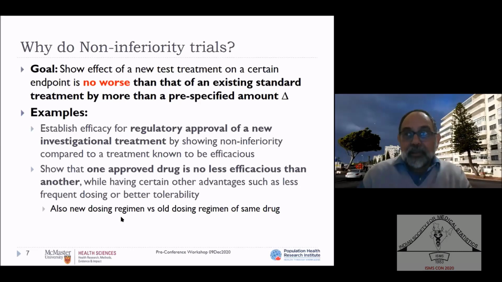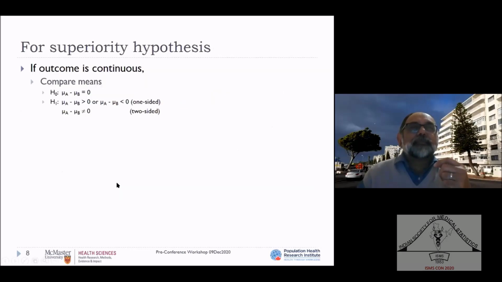For example, for hypertension, for high blood pressure, we may want to have different types of medications because some people may tolerate one better than the other, okay? And so we want to say, we don't need to show that it's better. We just need to show that it's not too much worse than the one that's already considered to be the standard, okay? So that's why we do non-inferiority trials.